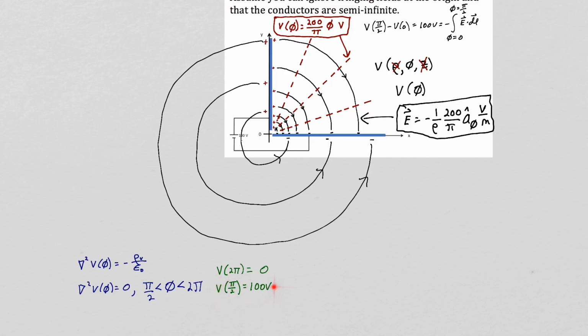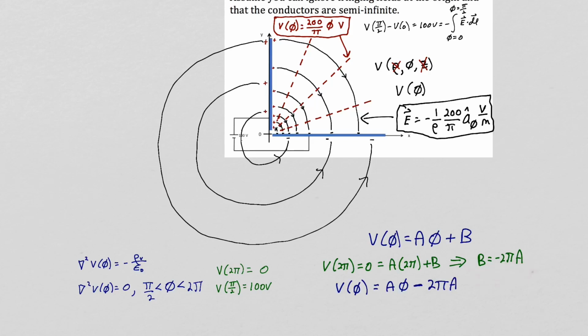When we take the Laplacian in cylindrical coordinates, we'll have the same form for our differential equation. So the form of the solution again is the potential equals some constant a times phi plus a second constant b. And now we will apply our two boundary conditions. So at phi equals 2 pi, the potential is 0, and it's equal to a times 2 pi plus b. So b is equal to minus 2 pi a. So we replace b with minus 2 pi a, and now let's apply our last boundary condition at phi equals pi over 2.